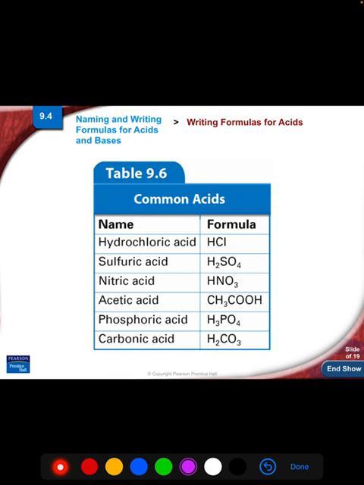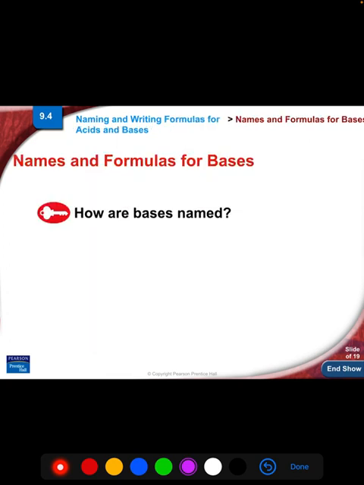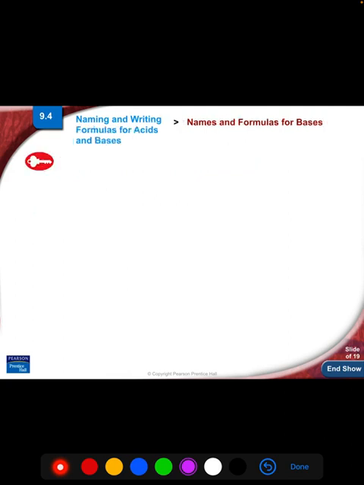Carbonic acid is also what's formed in soft drinks, and is responsible for the bubbles of CO2, because you can combine water with carbon dioxide to form carbonic acid. We'll learn about some of these things when we talk about reactions coming up soon. So we talked about acids. What about bases? Well, bases are named just like any other ionic compound.